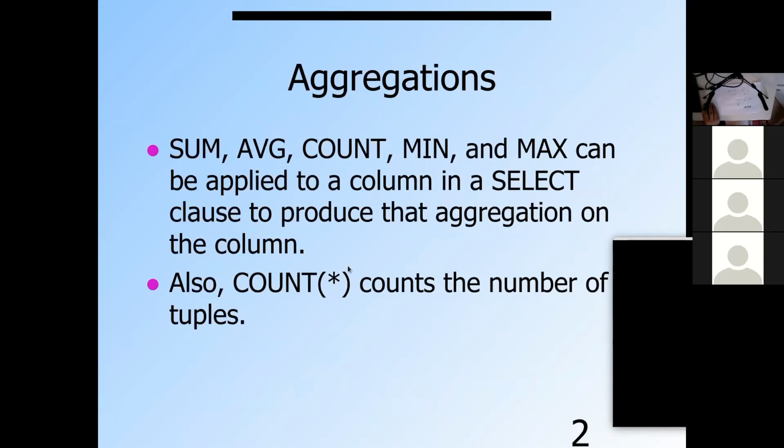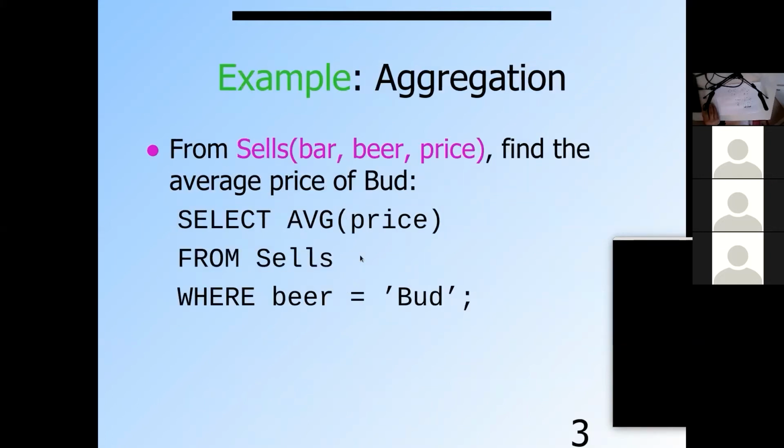Here's a very simple example of how aggregation can work. Let's say we have the table where a bar sells a beer at a certain price, and we want to find the average price of Bud. We go over the sales relation, looking where beer equals Bud, and then we're projecting out price. So that turns into a column of values, all the price values for Bud, and then it's computing the average.